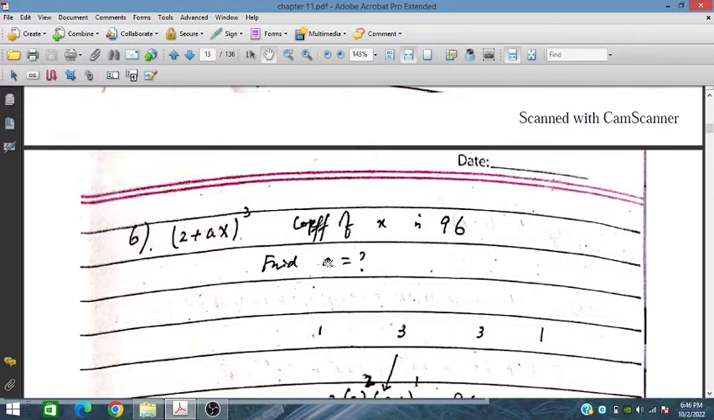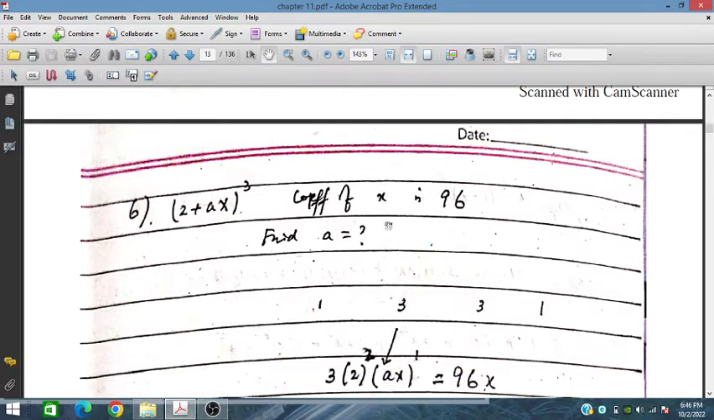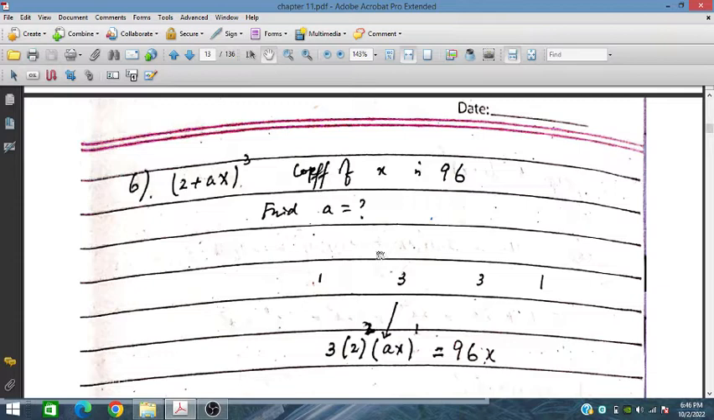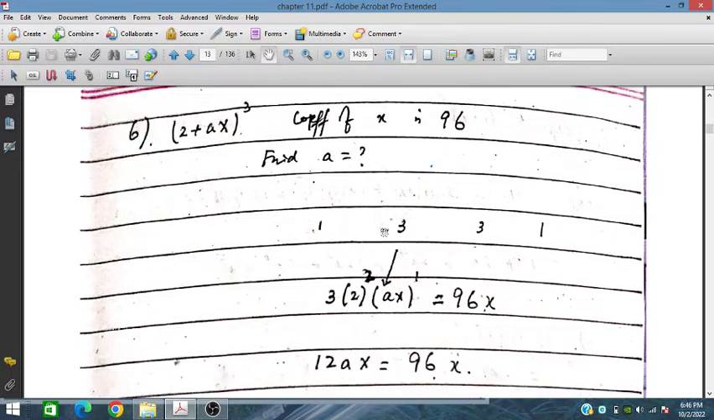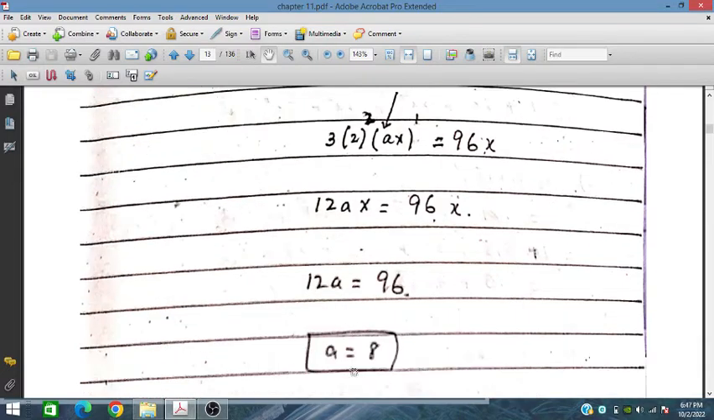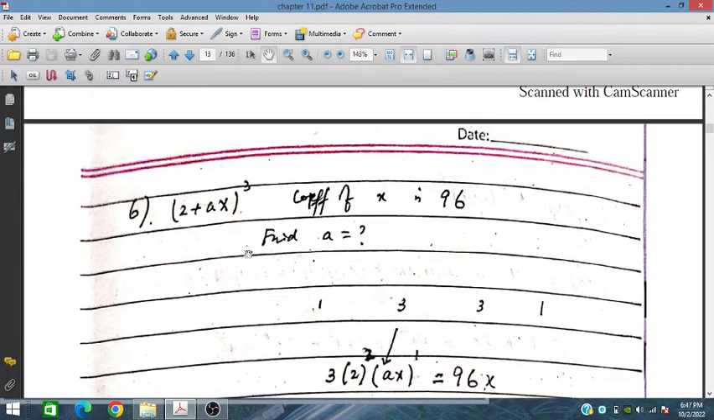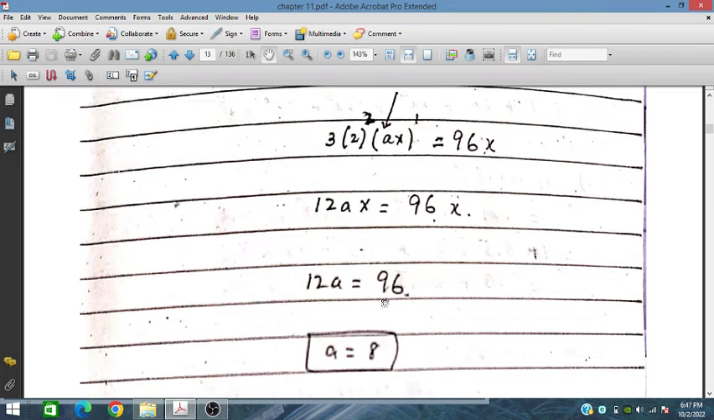We have to find the value of a, given the coefficient of x. So we have to write down where the coefficient of x will be 1. For this term, this would be the term where the coefficient of x would be 1. So we are going to write 3 power 2 using Pascal's triangle. We are writing down here, and we have this value. By comparing coefficients, we can get the value of a. So this is simple, and a is obtained as 8.